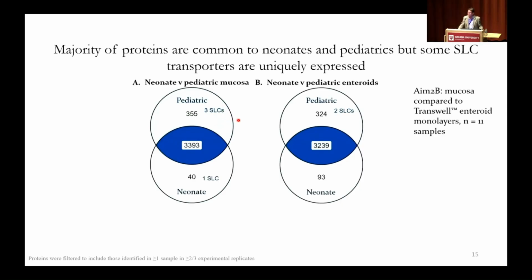But again, we really didn't see a lot of differences in terms of unique expression of SLC transporters in this case. For example, focusing on the enteroids, we saw 2 unique SLC transporters in the pediatric enteroids in Transwell versus the neonate. And if we look at the whole mucosa, we see 3 unique SLC transporters in the mucosa of pediatrics versus the neonate.